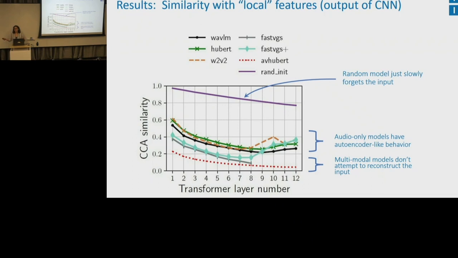Okay, yes? What's the local feature that you take for the audiovisual model? It's the output of the last CNN layer, so it's the input to the transformer. But of the audio or the...? The audio. Yeah, thank you. This is all on the audio.